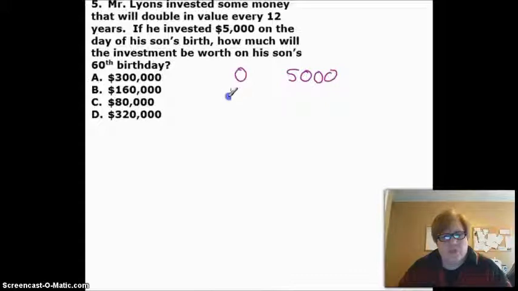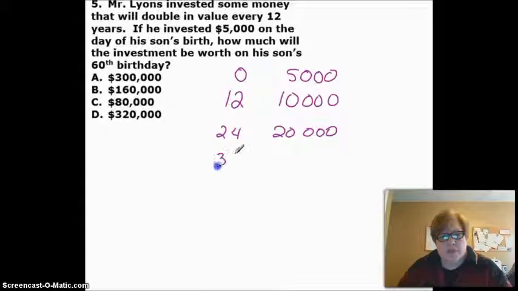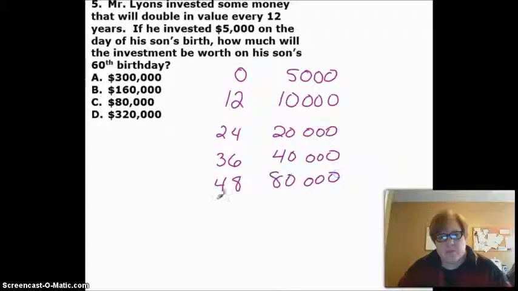Okay. And then when he's 12, the money doubled, so that means twice as much, or 10,000. Okay, and so when he turns 24, that'd be 20,000. And when he turns 36, that's 40,000. 48 would be 80,000. And then when he turns 60, well, that's going to be 160,000. So I like answer choice B.